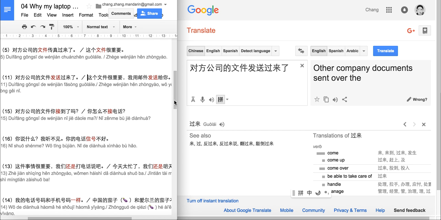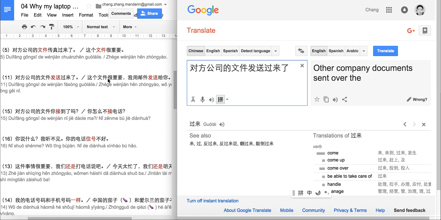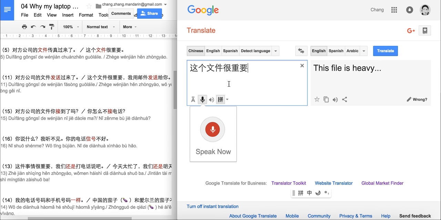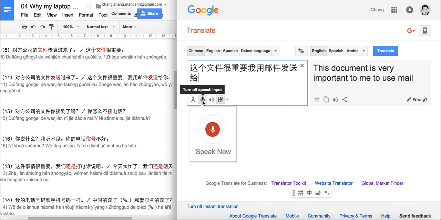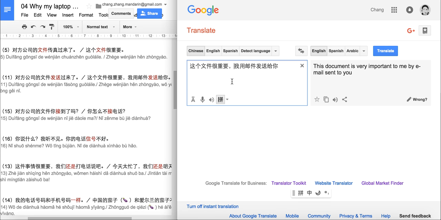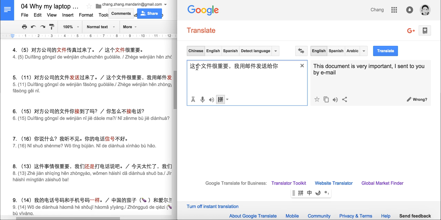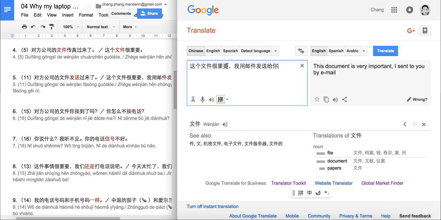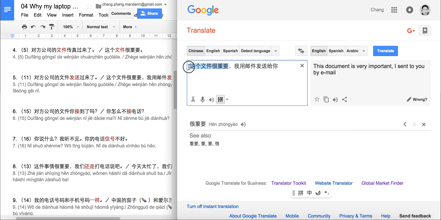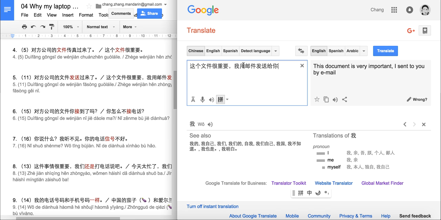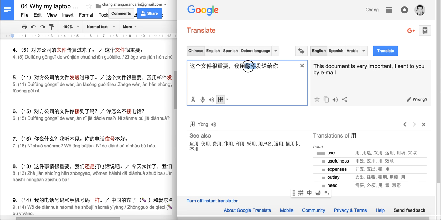And next one, I actually use this a lot in daily life. 这个文件很重要。我用邮件发送给你。Okay. Let's take a look at the first part. 这个文件很重要. This measure word, 文件 document, very important. This document is very important. I 用, to use, 邮件, email.